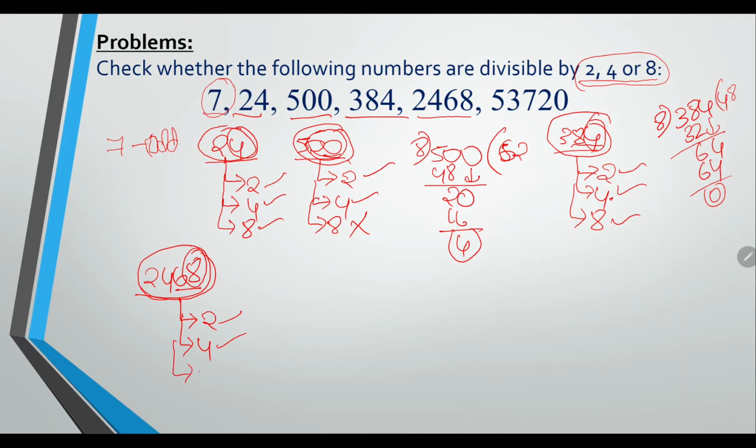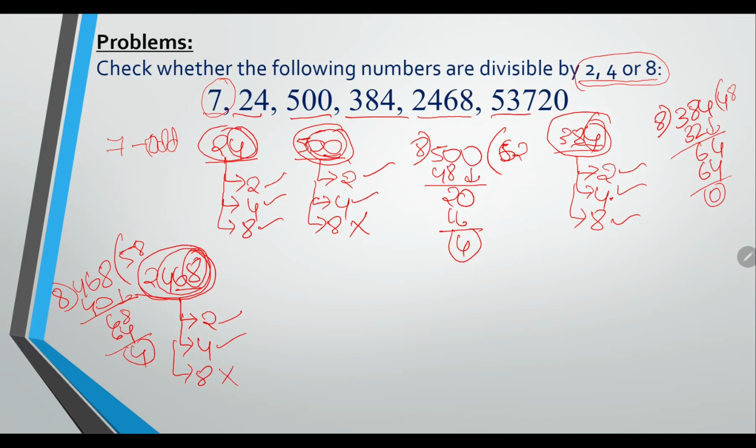Next we consider 8. As per the divisibility rule of 8, we have to consider the last three digits, that is 468. We will check whether 468 is divisible by 8 or not. 8 5s are 40 and we get 8 downward, 6, 8 8s are 64 and we get remainder as 4. So therefore 2468 is not divisible by 8.